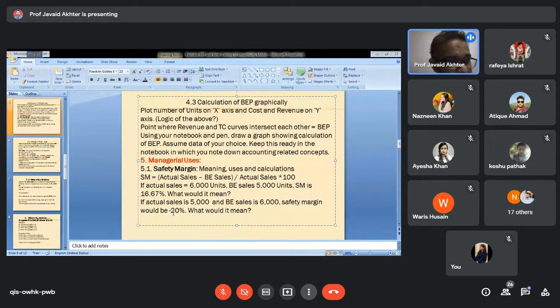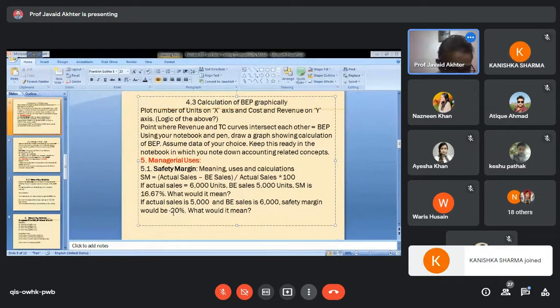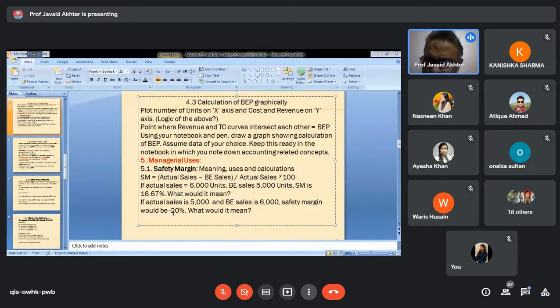I have given you the interpretation of plus 20%, plus 16%. If the answer is in minus, how would you interpret this minus 20%? The firm is in loss and has to raise the sales volume at least by 20% compared to its current level.